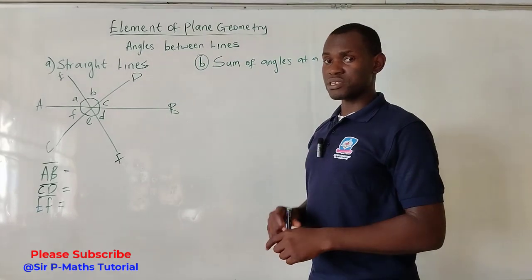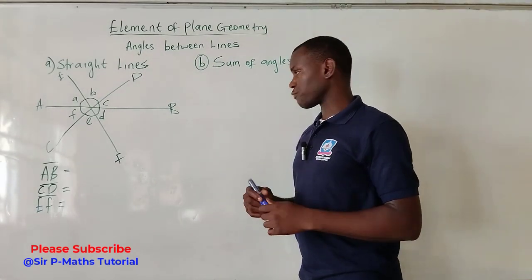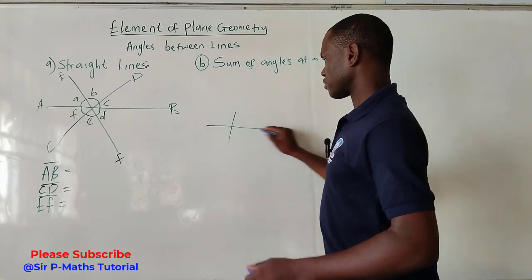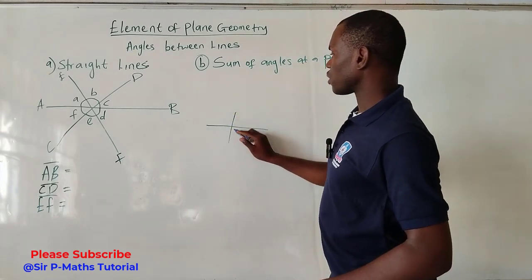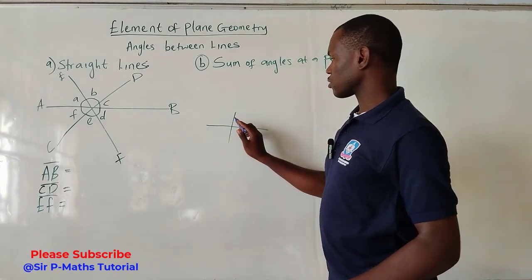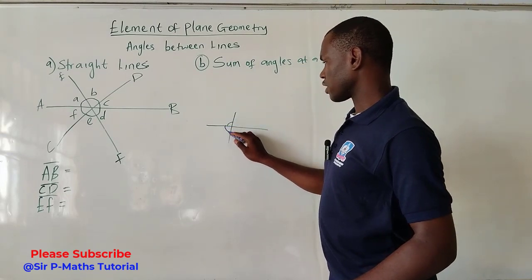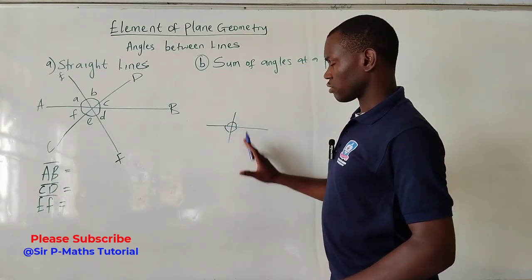Now, angles between lines. Each time two lines meet, angles must be formed. I have these two lines now. Angles are formed everywhere at this point of intersection. There's an angle here, there's an angle here, there's an angle here, and an angle here, all right?